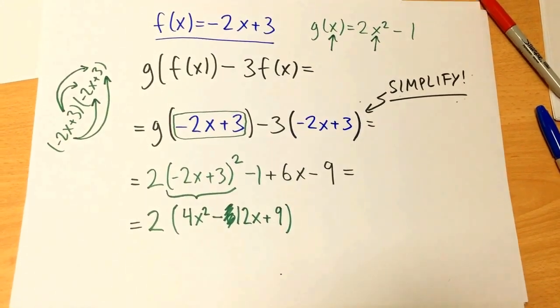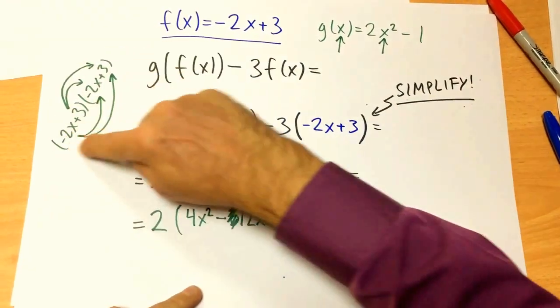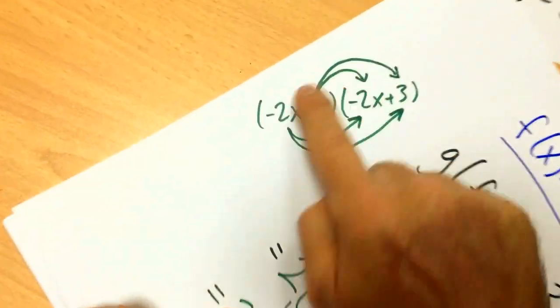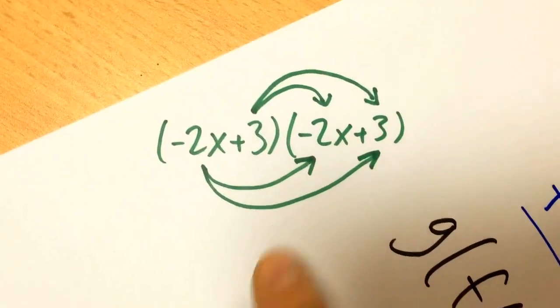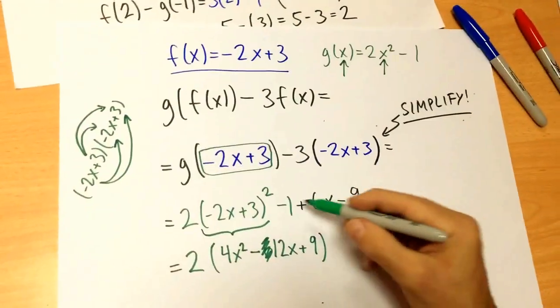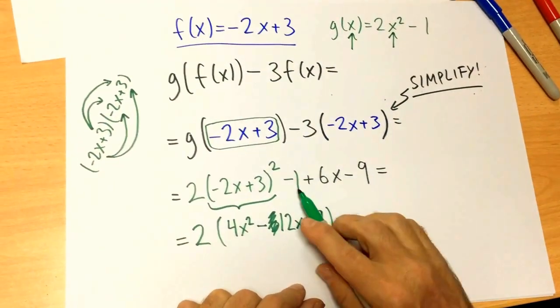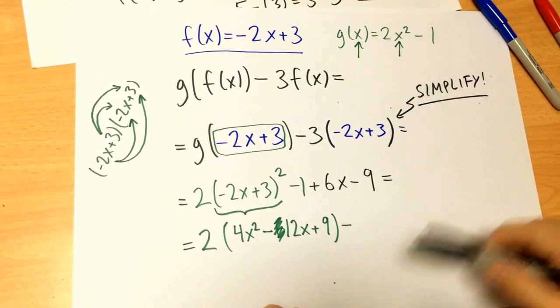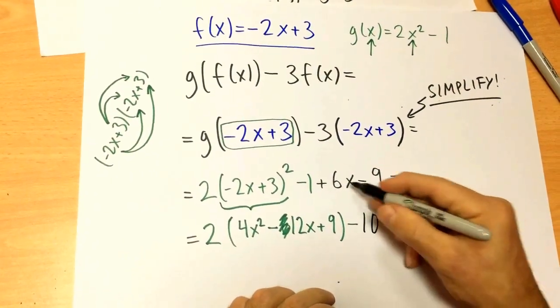Okay, so do this carefully. Do all these steps, this FOIL here, carefully, and you will end up with my answer. So this can be a good repetition exercise for you. And then you have minus 1. Well, minus 1 minus 9 is just minus 10. So I'm just going to write minus 10 plus 6x.